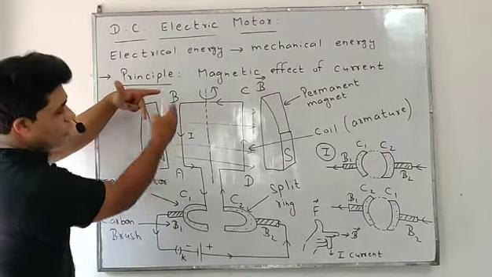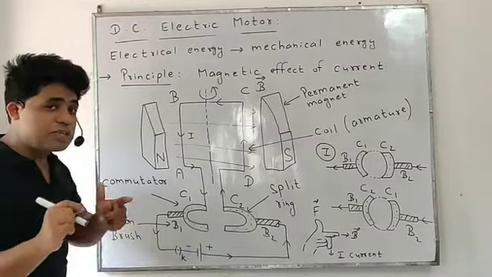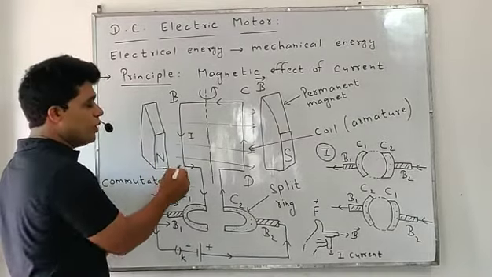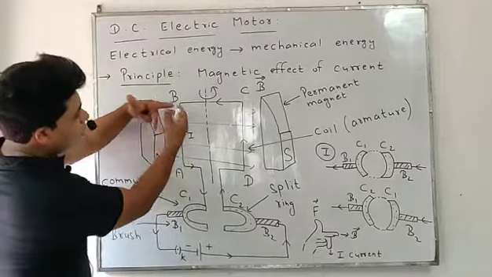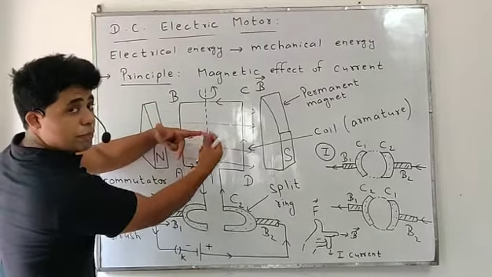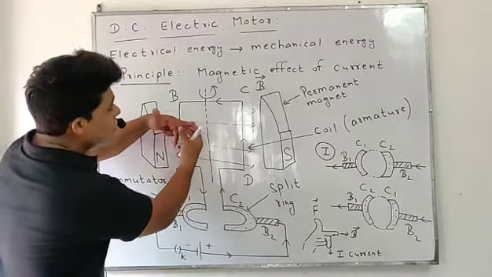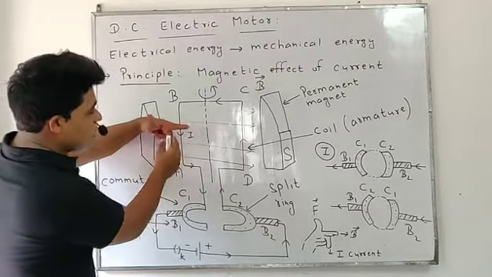This is the current in downward direction from B to A. In the first half cycle, the direction of current is from B to A, so downwards. This is the direction of magnetic field. This is the direction of current.